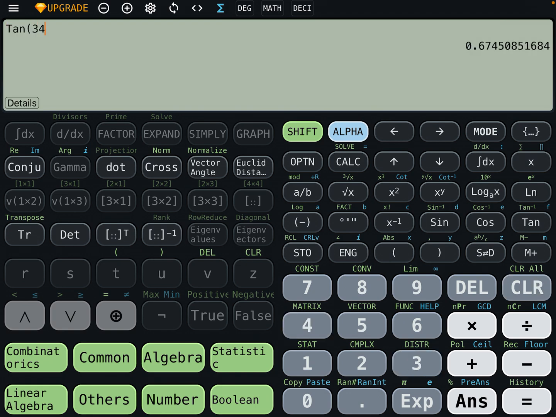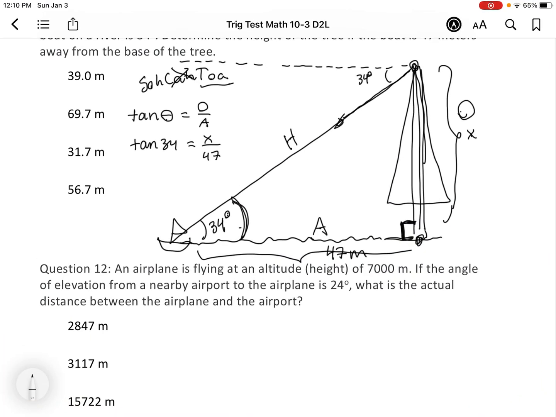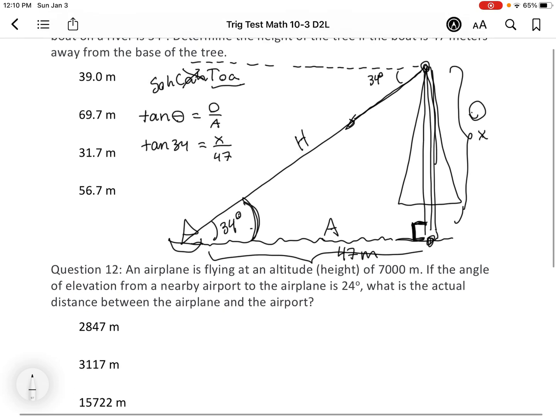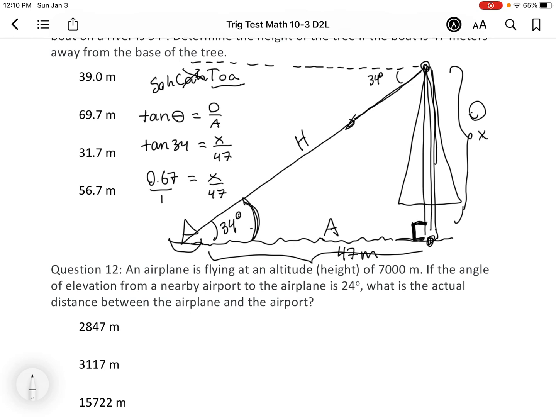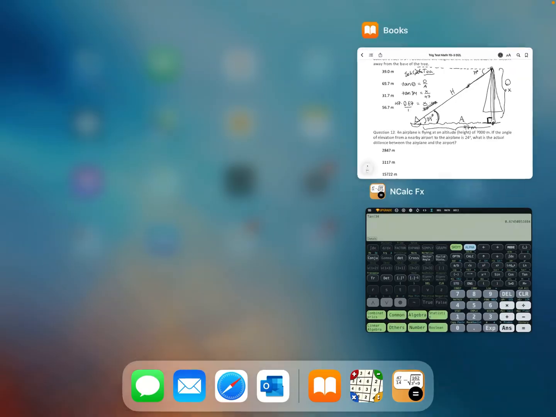So tan 34, that's 0.67. Okay, so let's see. 0.67 equals x over 47. And I can make this over 1 if I want, right? How do I solve for x? I've got to multiply both sides by 47, because I'm dividing by 47. So x is going to be 47 times 0.67.